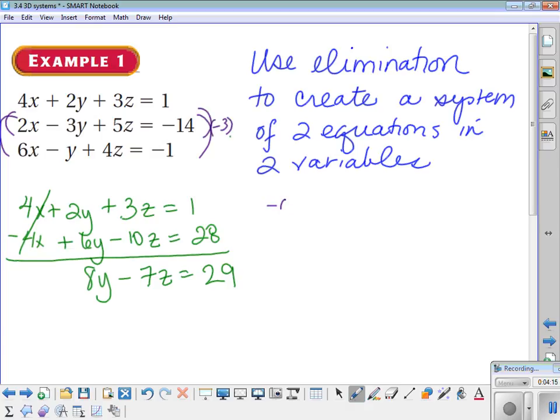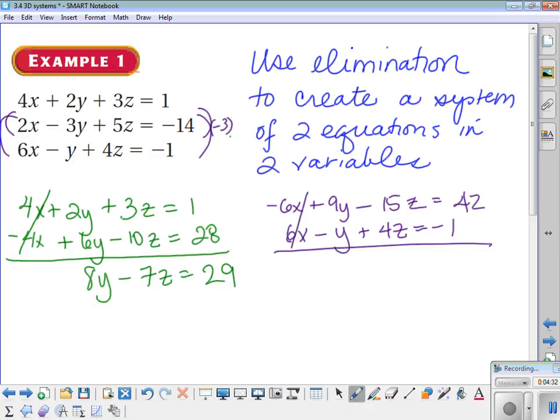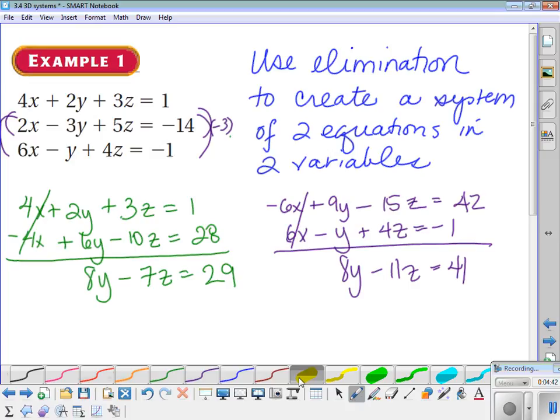So I get negative 6x plus 9y minus 15z equals a positive 42. And then rewriting the other one under it, 6x minus y plus 4z equals negative 1. So when I add them together, my x's cancel out. 9y minus y is 8y. And then negative 11z equals 41. So now I have a system of 2 equations and 2 variables.